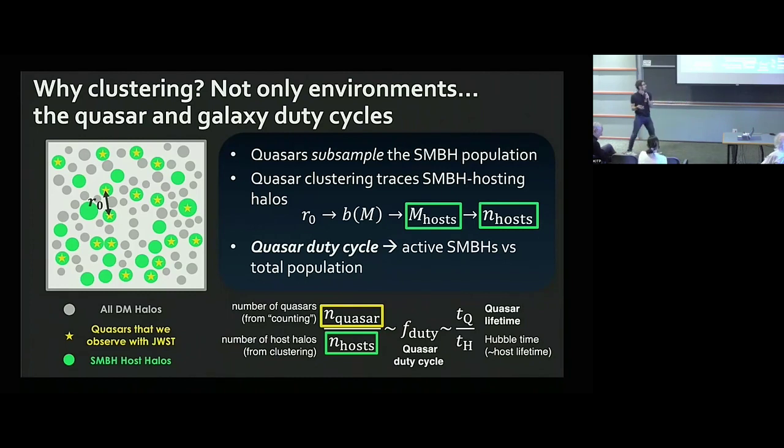And so once we have these, the green circles there, what we can do is compare the number density of quasars to the number density of these supermassive black holes to get the fraction of supermassive black holes that on average are active as quasars at any given moment. This is an average fraction, of course, and so it is telling us the fraction of time a single supermassive black hole is active as a quasar, and so this is the quasar duty cycle.